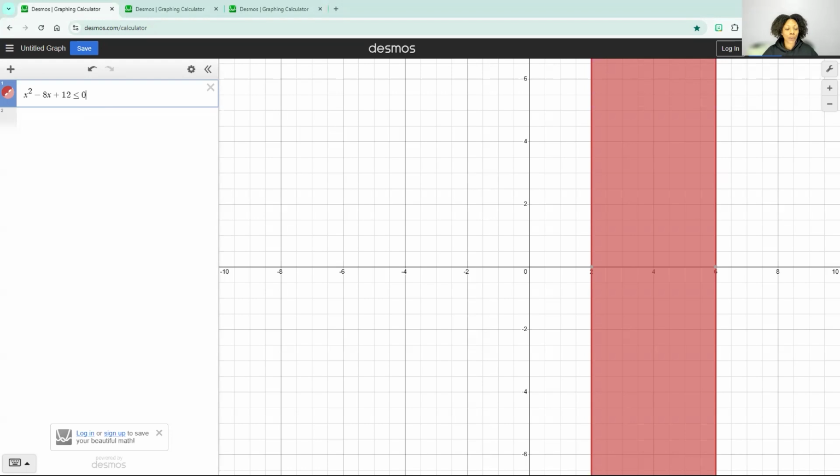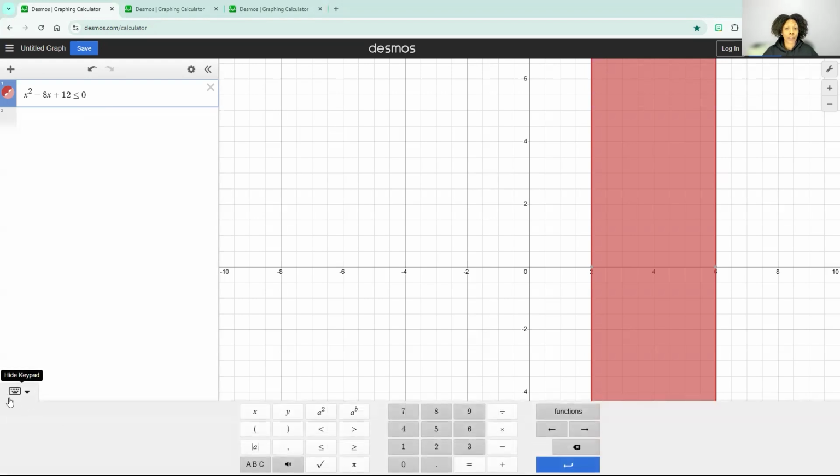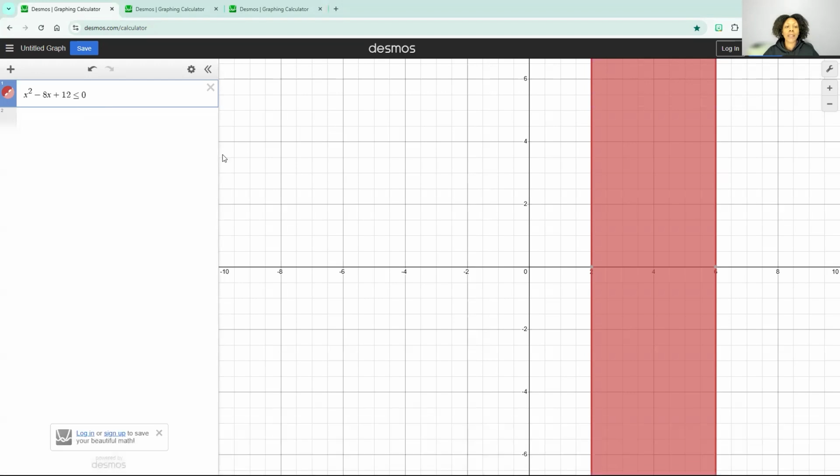Or you can go to where the keyboard is shown for Desmos, and you can see your inequalities listed there. Once you do that, it shows you over on the graphing side the two critical points. In our case, it's 2 and 6, and you do want to put them in order from smallest to largest. Then it shows you that it's a solid line, which indicates that I had the equal to portion in my inequality, and it says that it's going to be shaded in the middle.